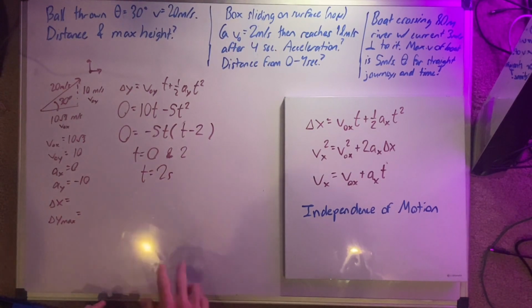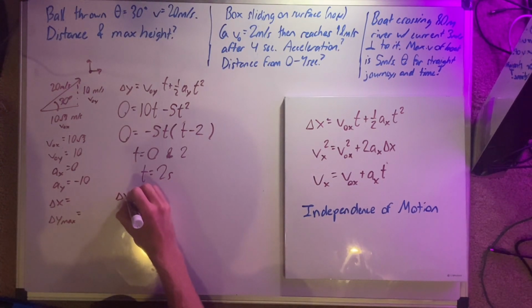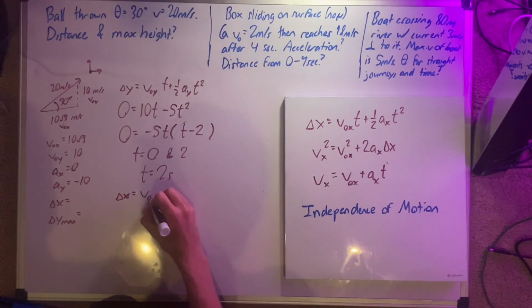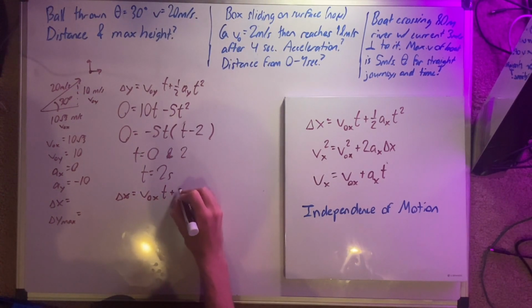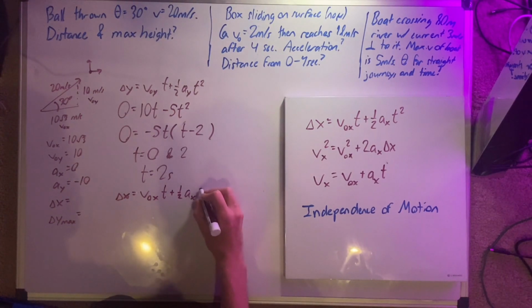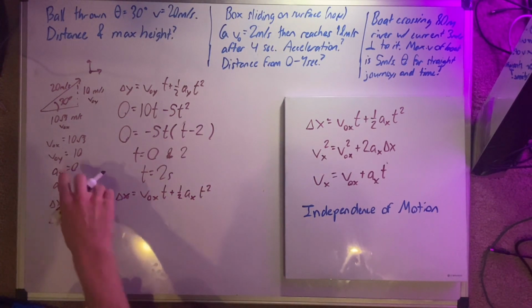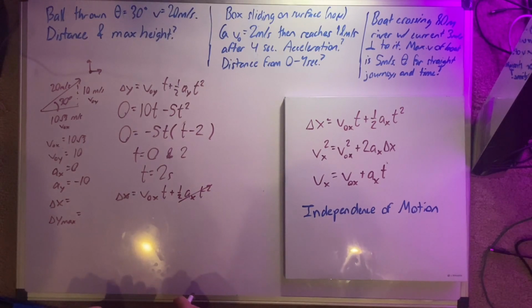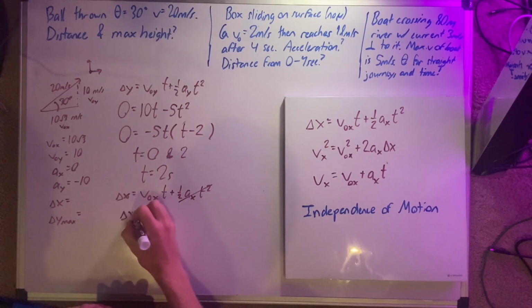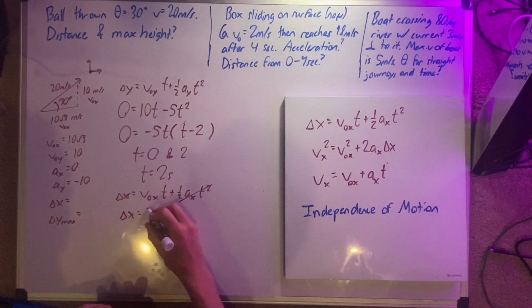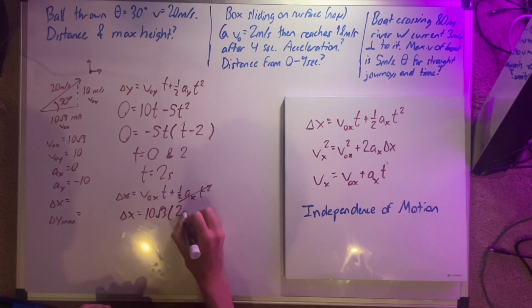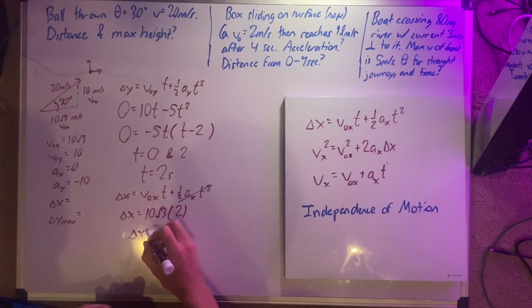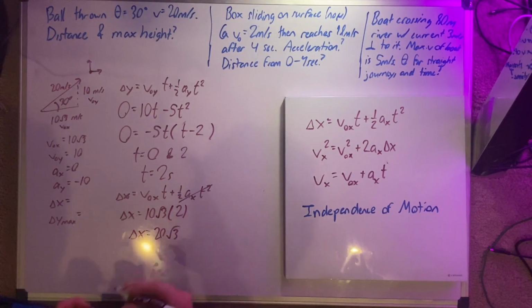So now that we know t is equal to 2 seconds, let's plug it back into our equation for distance in the x direction. So distance in the x is equal to v naught x times time plus 1/2 a_x t squared. We know that a_x is equal to 0, so we can completely negate this entire term. So distance x is equal to v naught x, 10 root 3, times our time, 2 seconds. Distance in the x is equal to 20 root 3.